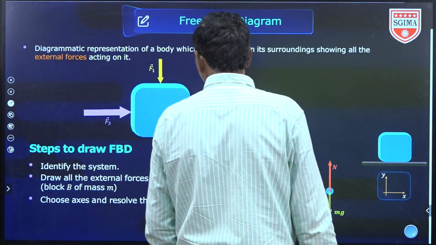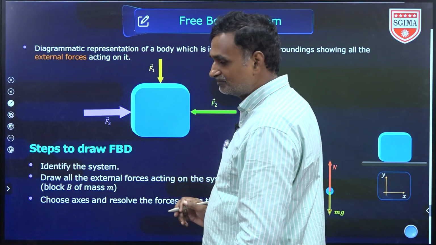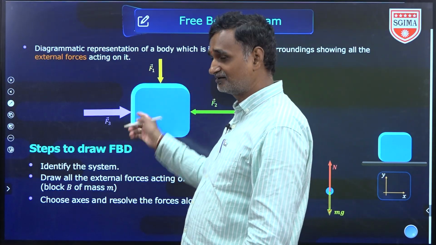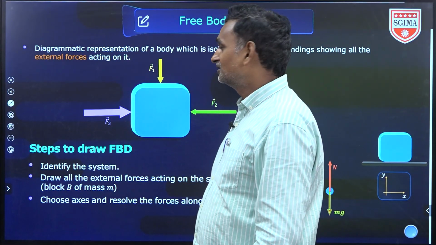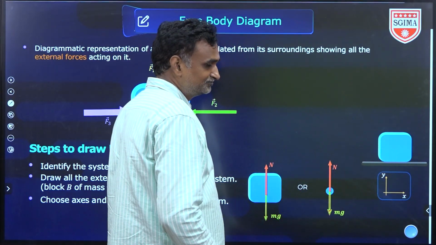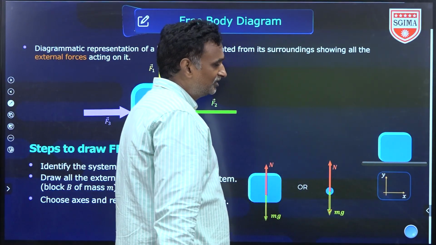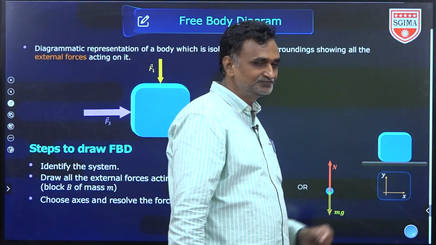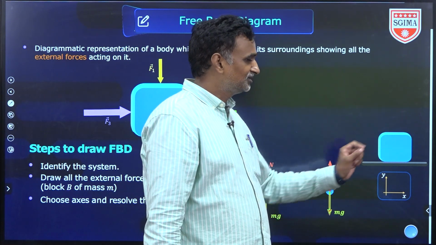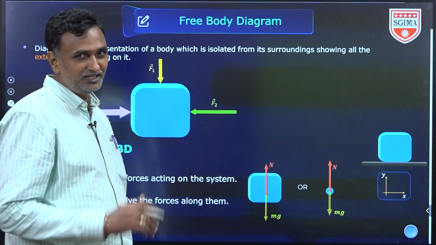So let us take the concept first here. A free body diagram is a diagrammatic representation of a body which is isolated from its surroundings, showing all the external forces acting on it. Just understand, when an object is placed on the table, we apply a coordinate system along the x-axis and the y-axis, and see what forces are acting on it, and we assume it is an isolated system from the surroundings. We represent all the forces acting on it with the help of arrow marks.